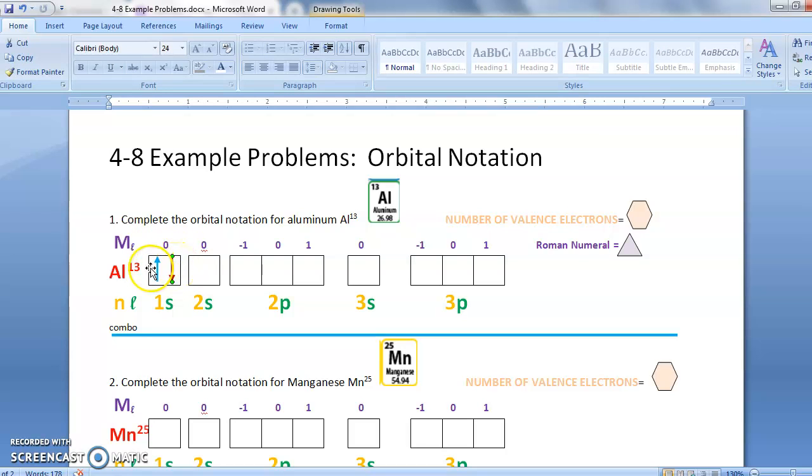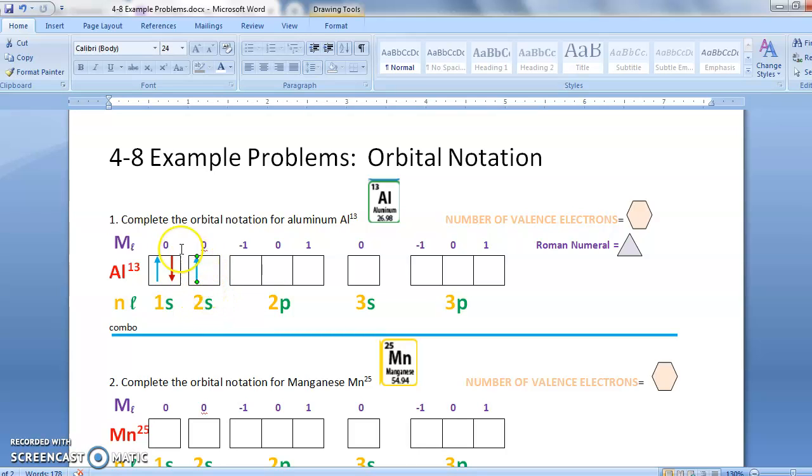So I need 13. I've got 2 in there, so I'm down to 11 electrons, and now we are ready to move on to our next energy level. And we'll start filling the 2s first because it has lower energy than the 2p. The energy of the 2s was 2. The energy of the 2p is 3. Because when you're in the p sublevel, the second number is a 1. 2 plus 1 is 3. When you're in the 2s, the s, your second number is a 0. 2 plus 0 is 2.